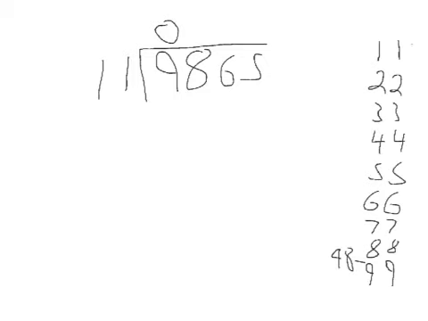Count how many times: 1, 2, 3, 4, 5, 6, 7, 8. So I'm going to write an 8 up here, and we're going to write 88 down there. So now 8 take away 8 is 0, and 9 take away 8 is 1. So now we've got 10. But now we've got to bring down the 6, which would give us 106.